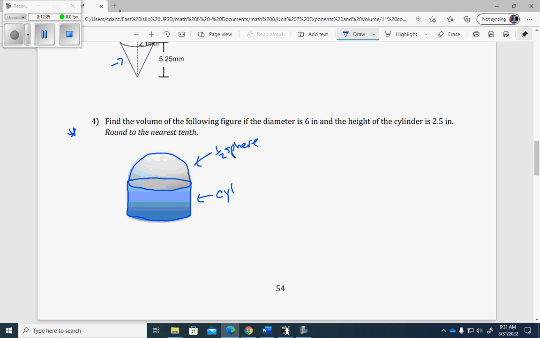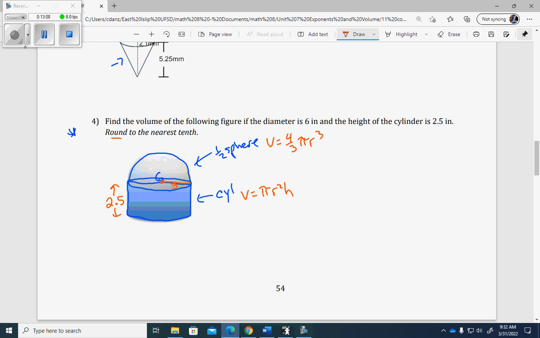It says that the diameter, so that's all the way across this circle, is 6. And the cylinder and the sphere actually have the same diameter. So I'm just going to look for the radius, which is halfway across. It's 3. I'll use that 3 for both the sphere and the cylinder. The cylinder has a height, though, of 2.5. Remember, spheres don't have a height because they really are circular all the way around. The formula for volume of a sphere is 4/3 pi r cubed, and the volume for a cylinder is pi r squared h. So let's take care of this.